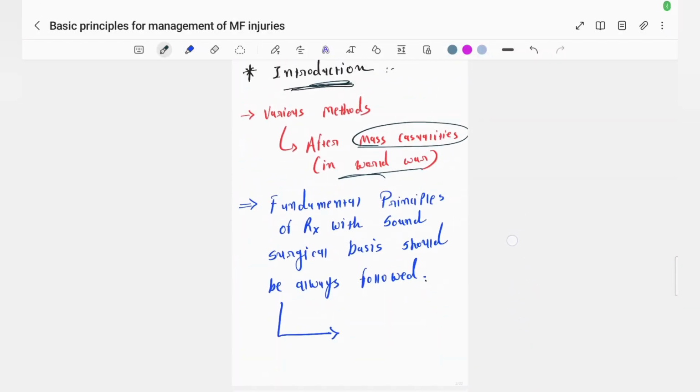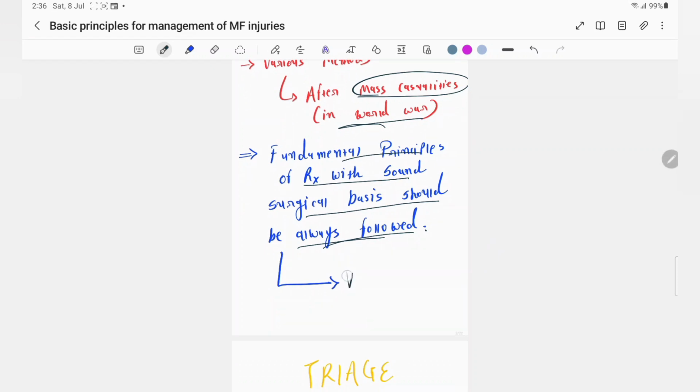Now moving to fundamental principles of treatment with sound surgical basis, which should always be followed. This principle should be always followed by each and every doctor. So what are these? First is diagnose the patient. In any kind of injury, we have to make a correct diagnosis. For correct diagnosis, first thing is thorough assessment of the patient, right? So in diagnosing the patient, we have to go for thorough assessment of the patient.